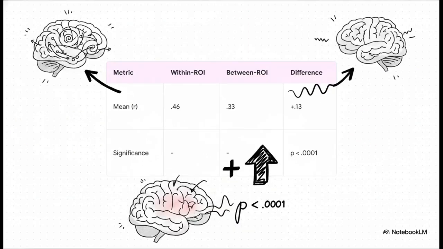Let's break down those exact statistics for a second. The mean within ROI correlation was 0.46 compared to 0.33 for the between ROI correlation. That gives us a difference of 0.13. Now, I know what you might be thinking. An absolute correlation of 0.46 sounds pretty moderate, right? But honestly, that is entirely expected in noisy real-world fNIRS recordings where physiological noise and task variability are just inevitable. And despite that noise, the difference is highly significant, with a p-value of less than 0.0001.